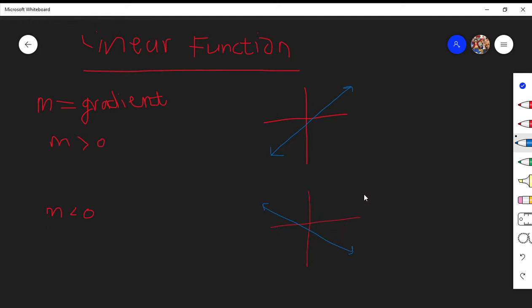Okay, so from there we can calculate our gradient formula, which is m is equal to y2 minus y1 all over x2 minus x1. Okay, so this formula is very basic. We learned it, I think, maybe in grade 8, so we should all know that by now. Another way of calculating gradient is this formula right here. M is equal to tan theta.